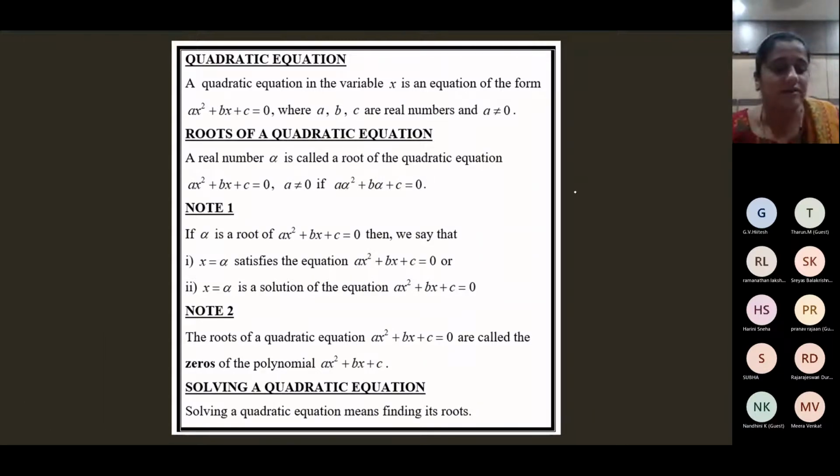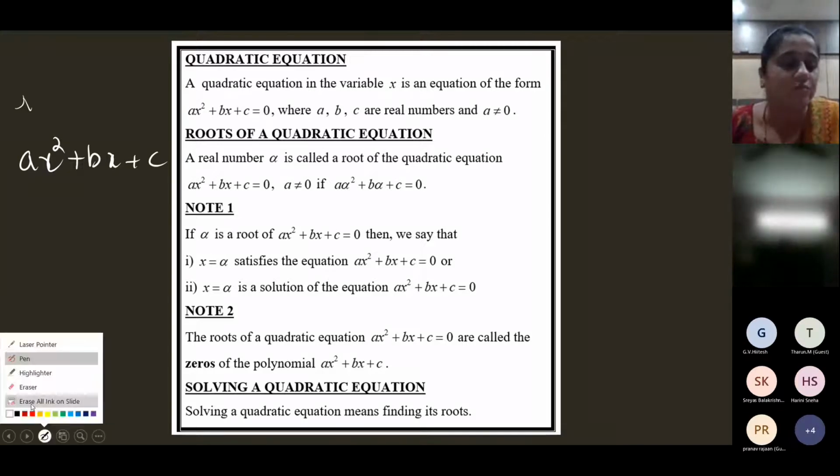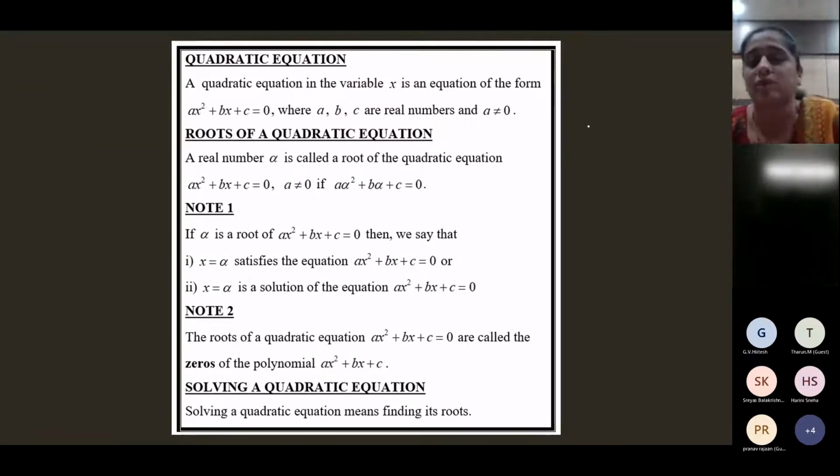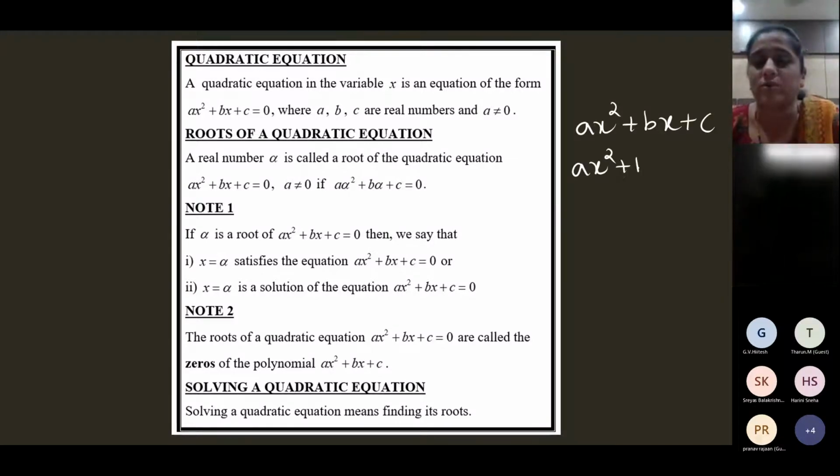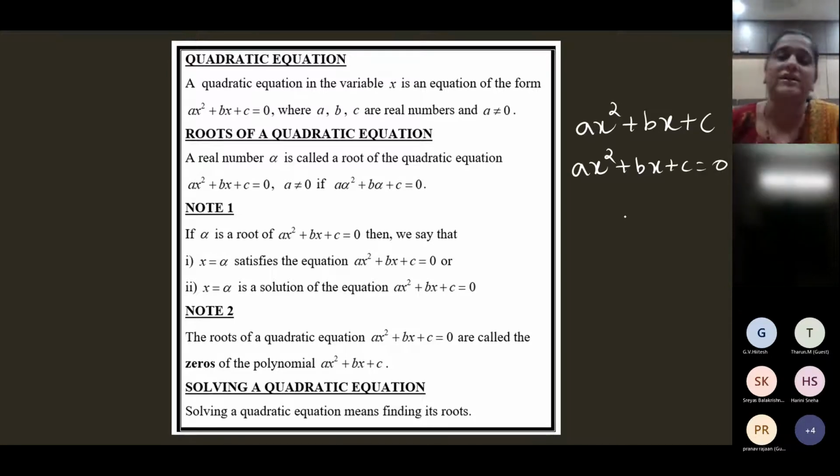All right. So we're going to start the revision program with this chapter, quadratic equations. Now we know that a polynomial of the form ax square plus bx plus c is said to be a quadratic polynomial. The standard form of a quadratic polynomial is ax square plus bx plus c. When this quadratic polynomial is equated to zero, it's called a quadratic equation.